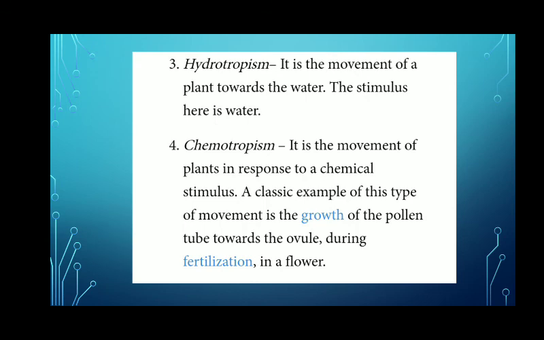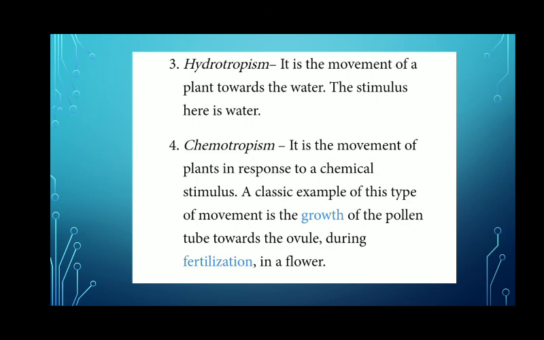Third is hydrotropism. In hydrotropism, the stimulus is water. Thus we can say in hydrotropism, the response of a plant part to water is hydrotropism. And if a plant part moves towards the water, then it is called hydrotropic. Which part of the plant moves towards water? That is the root. Because roots of the plant always go towards water, so we can say roots of a plant are hydrotropic. Fourth is chemotropism.